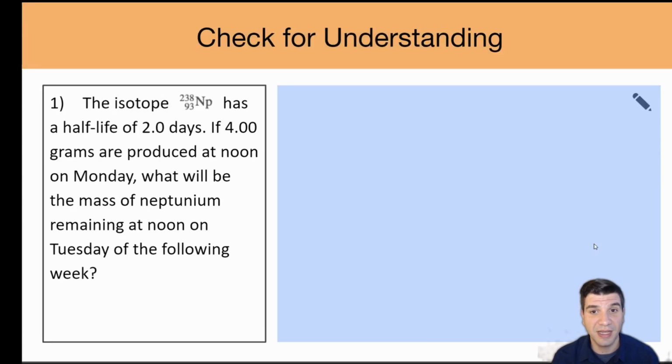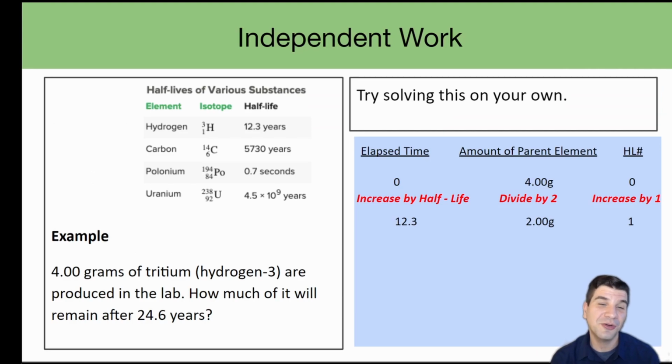All right, I'd like you to take a moment and go over this check for understanding. So determining the amount of radioactive isotope left over from a decaying element over a certain amount of time really isn't that difficult. Just remember, you're going to be increasing the elapsed time by the half-life, you're going to be dividing the amount of the parent element by 2, and you'll be increasing the half-life number by 1. And really, you could just keep following this pattern as long as it takes for you to get down to either the amount of remaining parent element that you're looking for, or for the number of half-lives that you're looking for. So I hope this was helpful.